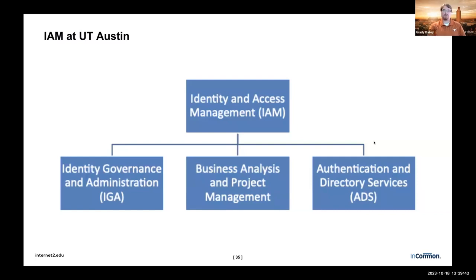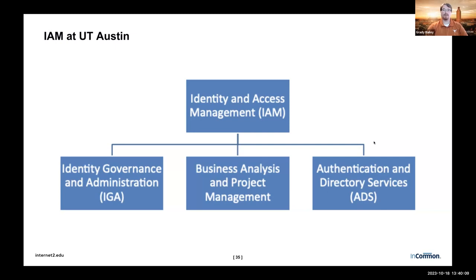A little bit more about IAM at UT Austin. You can see the structure of our team in this slide. When we're fully staffed, we're a team of 16, and we have three groups. We have two formal sub teams. One is authentication directory services, which I lead. That includes our enterprise directory service, our enterprise authentication service, multi-factor authentication, and a couple of other services.